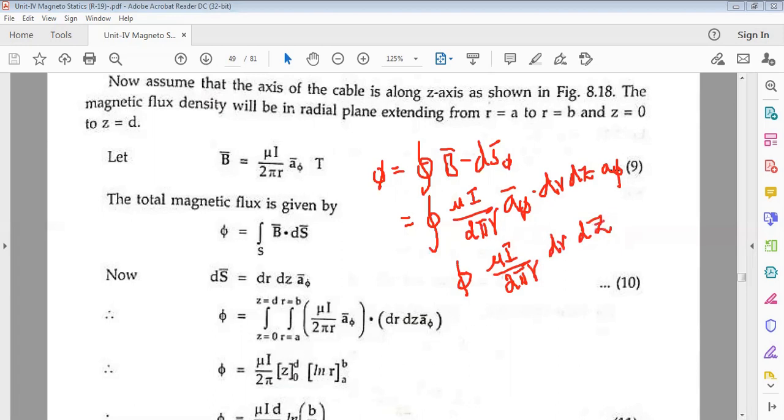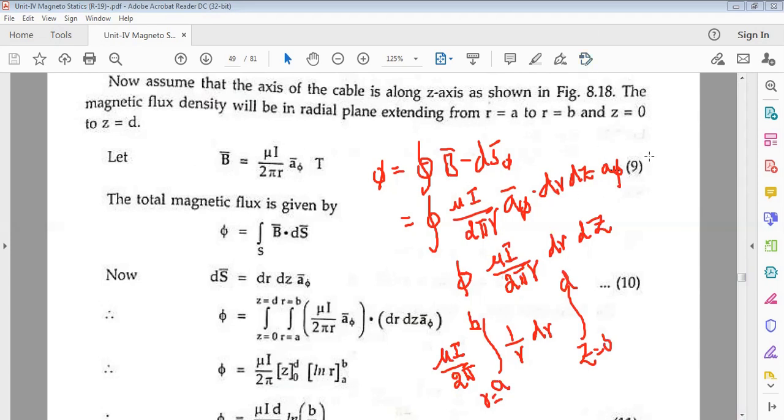Okay, so dr is from the radius of A to the radius of B. Inside there is a radius of A, outside the radius of B. So mu I by the 2 pi is considered a constant. R goes from A to B, 1 by R into dr, and Z is the length of that axis, D. So it starts from Z is equal to 0 to D.